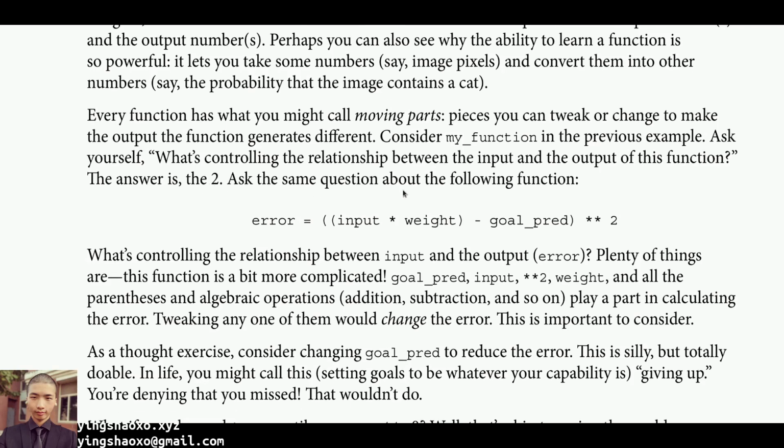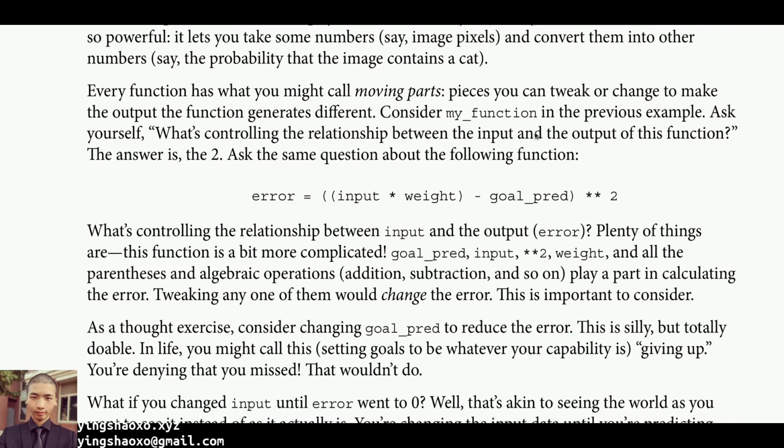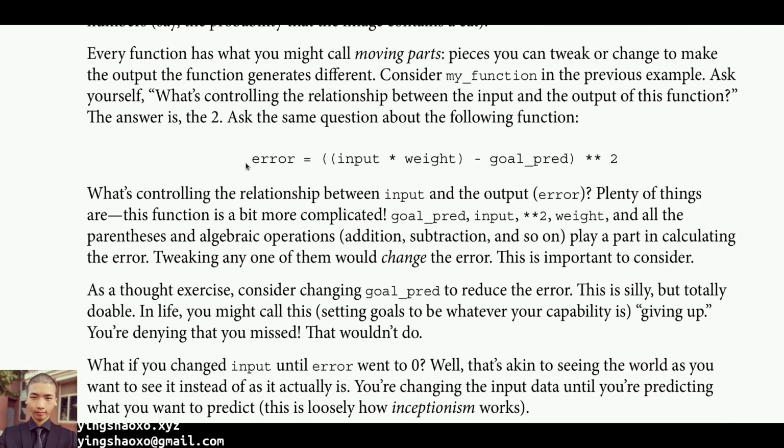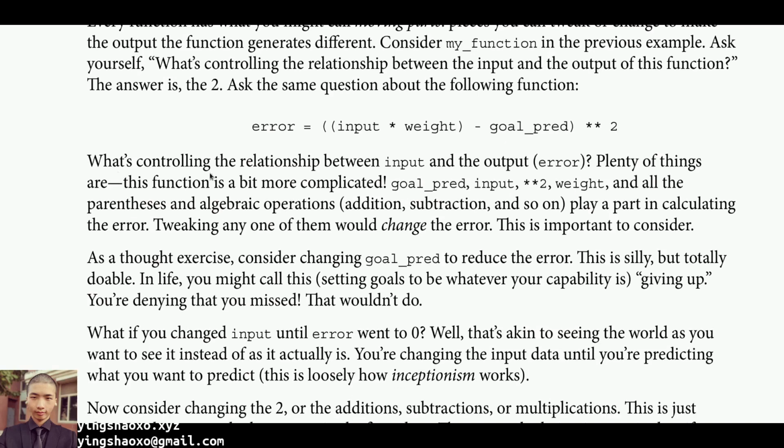Ask the same question about the following function. This is also a function, though it may seem like a line of code to you. What's controlling the relationship between the input and the output?